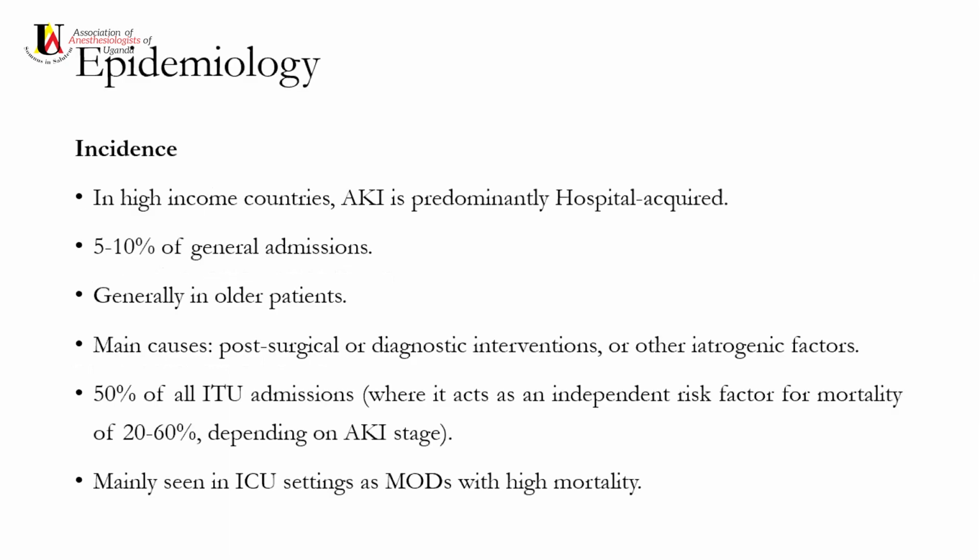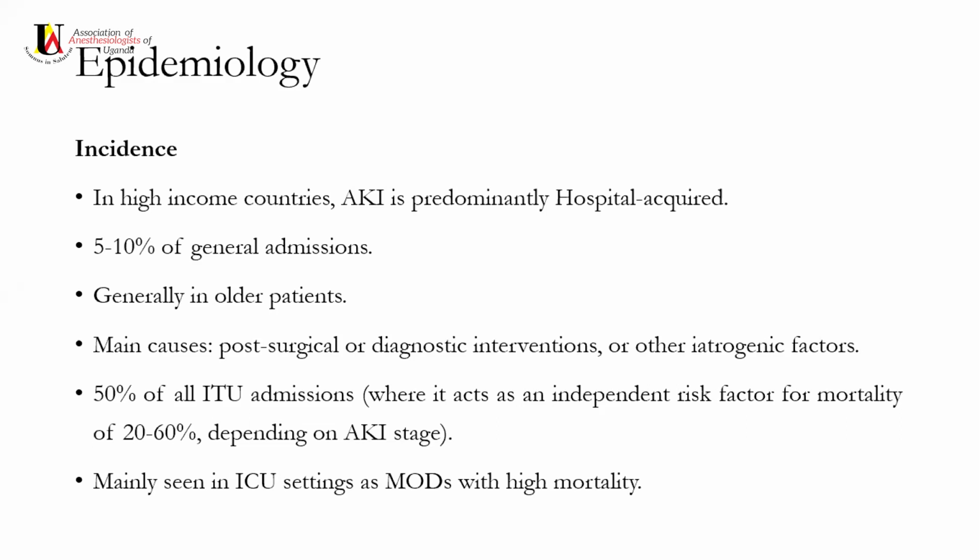So in terms of epidemiology, generally they look at the epidemiology of acute kidney injury in two aspects: those that are hospital associated, as well as those that occur mainly in the community, what is described as community acquired. So in the developed world, acute kidney injuries predominantly occur in the hospital setting. About 5 to 10% of general hospital admissions end up developing acute kidney injury. In those countries, most of the cases occur in older patients. The main causes are related mainly to surgical and diagnostic interventions, as well as other iatrogenic factors, maybe we know of contrast and other forms of radiotherapy that can be nephrotoxic.